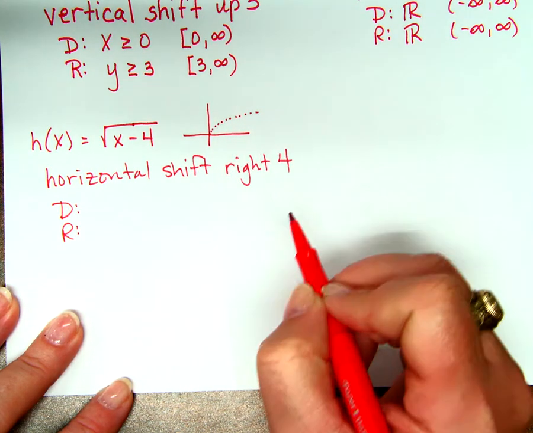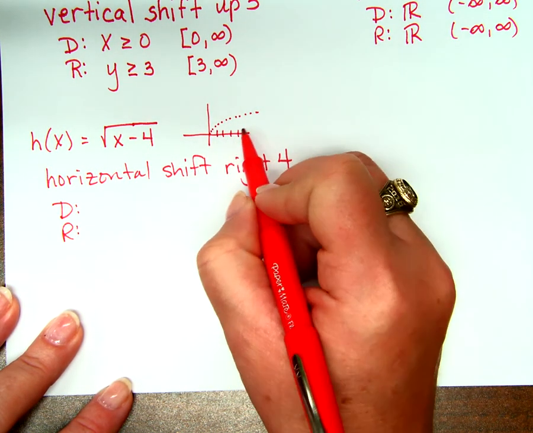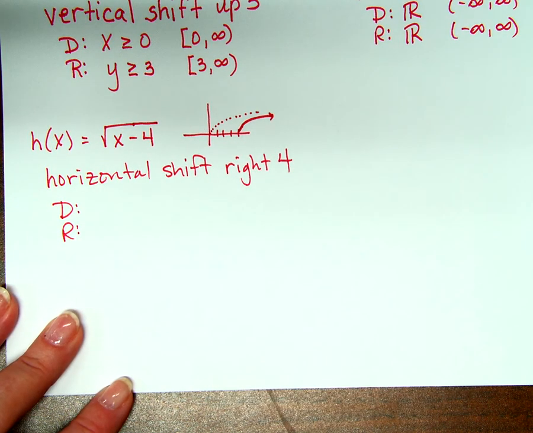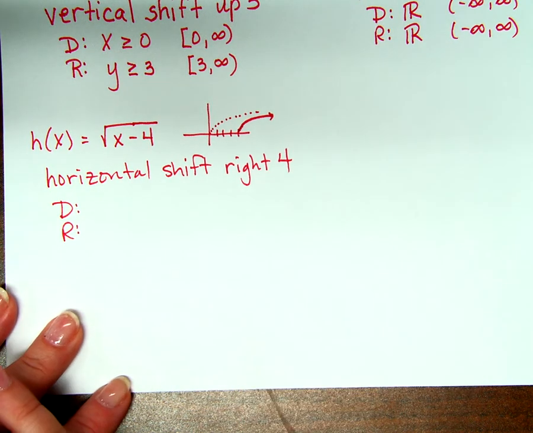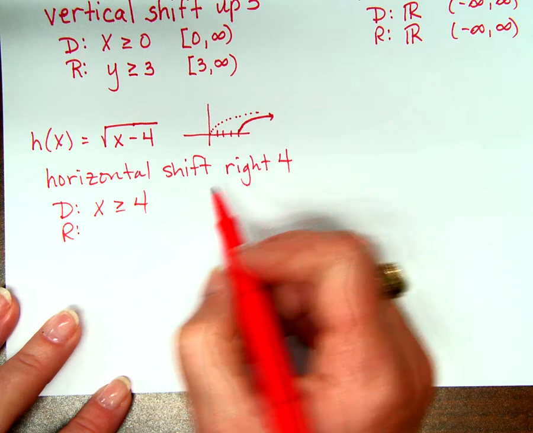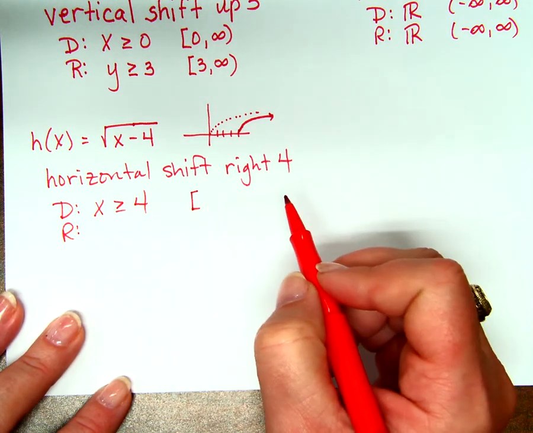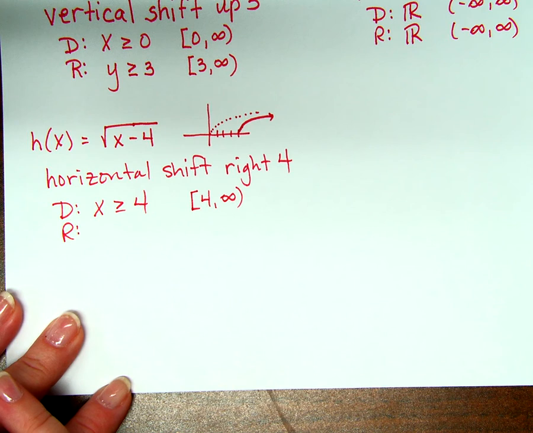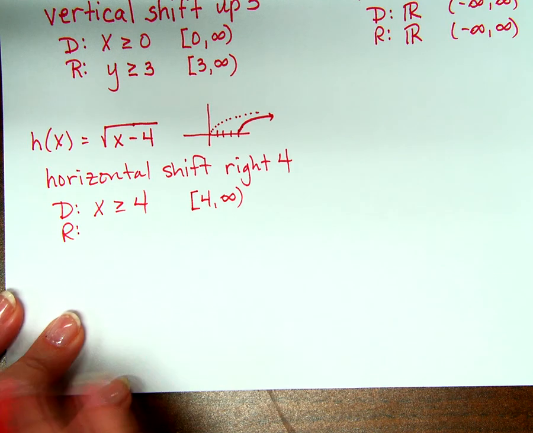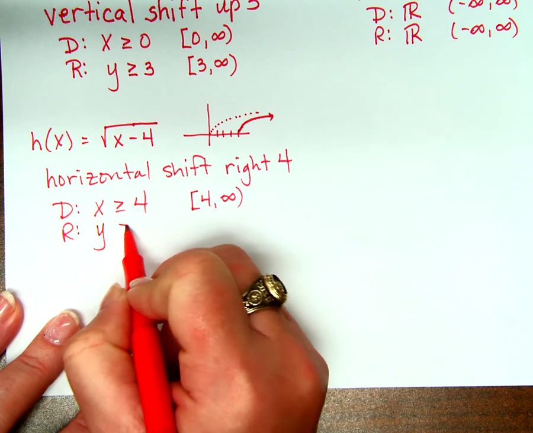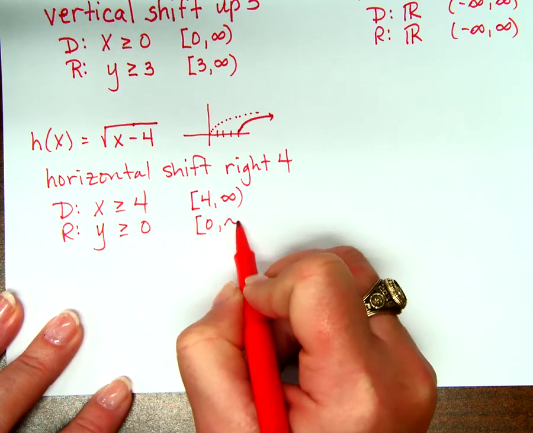It was here. I moved it here. I'd like someone else to try to answer this instead of the same people answering. Please. X is greater than or equal to 4. Why? Perfect. Interval notation? 4 to infinity. What about the range? Stays the same as the parent because we didn't move it up or down at all, did we? Okay, so y is greater than or equal to 0. Okay.